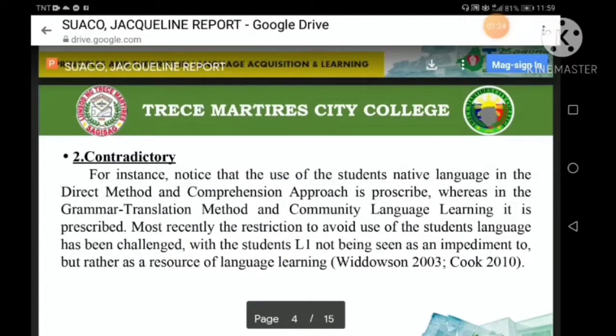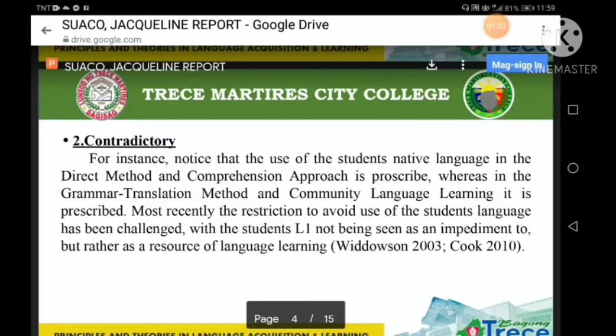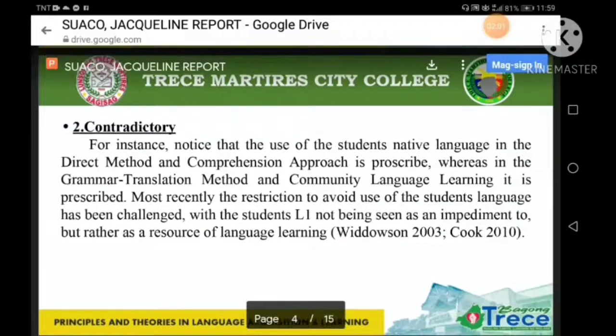So next, contradictory. For instance, notice that use of the student native language in the direct method and comprehension approach is proscribed, whereas in the grammar translation method and community language learning it is prescribed. Most recently, the restriction to avoid use of the student language has been challenged, with the student first language not being seen as an impediment to, but rather as a resource for language learning, by Widdowson 2003 and Cook 2010. So it says that first language is the resource of the knowledge of every child. They could construct their thoughts using this because they can express their feelings well.